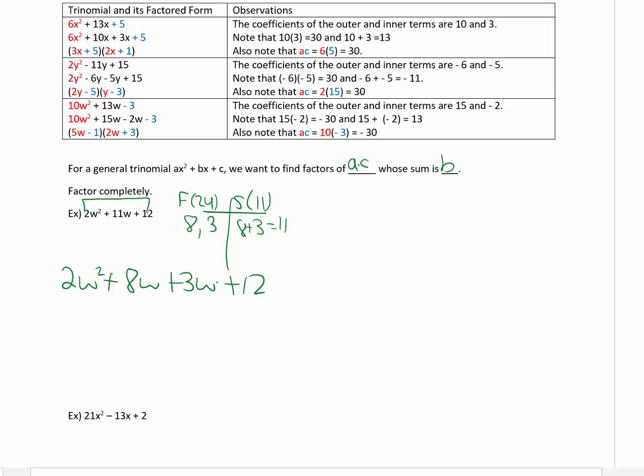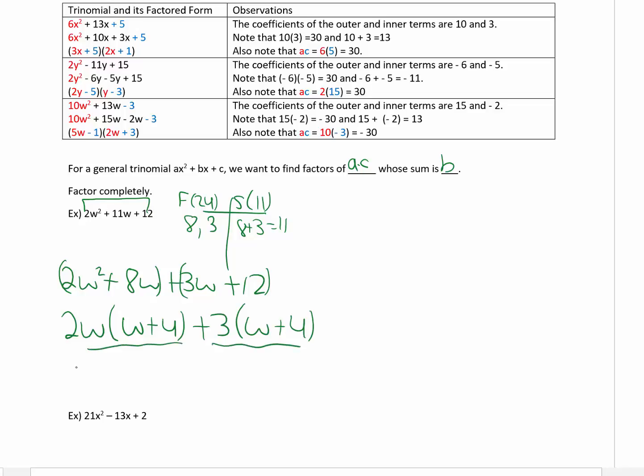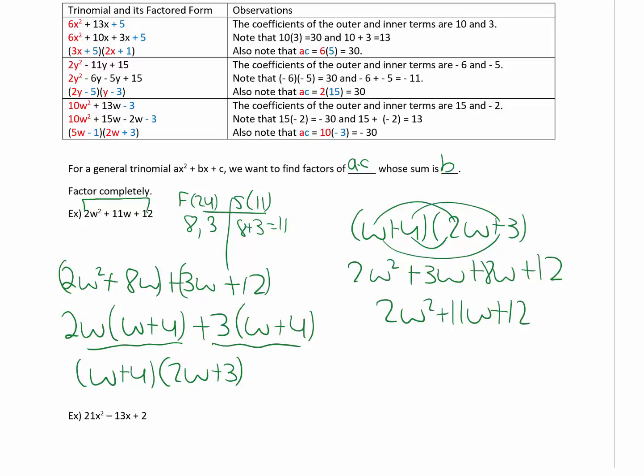Now notice I have 4 terms, so I can do factor by grouping for the rest of this problem. I can factor out a 2w from the first 2 terms, and I'm left with w plus 4. I can factor out a positive 3 from the last 2 terms, and I'm left with w plus 4. Now, with the big factors, I can factor out a w plus 4, and what I'm left with is 2w plus 3. On the side, I'm going to multiply to check my answer. In this case, we get back to the original equation, and we're done here.